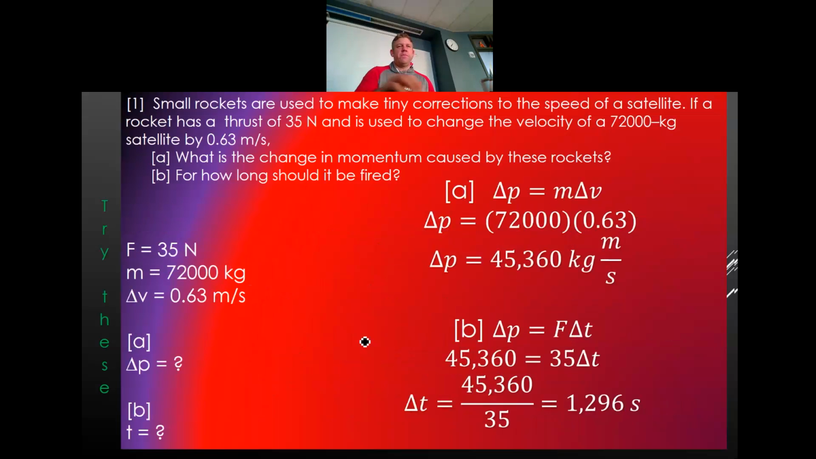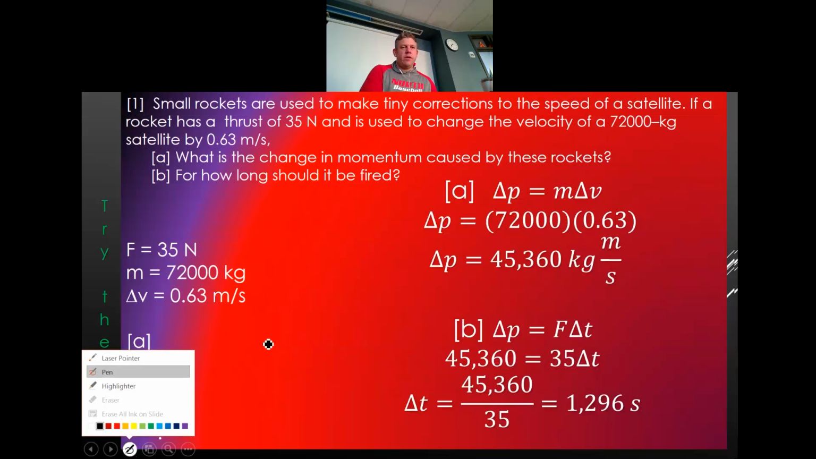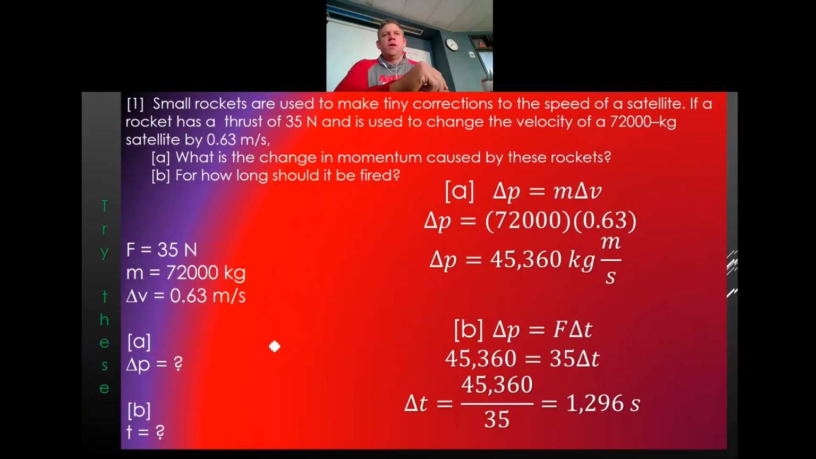All right, so number 1, okay? What we see with number 1 here is that we've got a force of 35 newtons, a mass of 72,000, and a change in velocity of 0.63 meters per second, all right? So here's the way I like to ask the question: what's the change in momentum caused by the rocket? And then for how long should it be fired? So for A, we want to find delta P. For B, we want to find our time, okay?